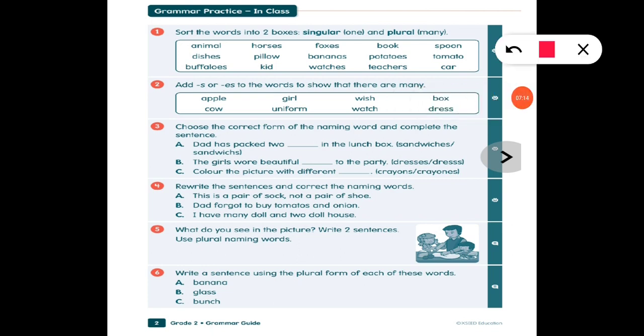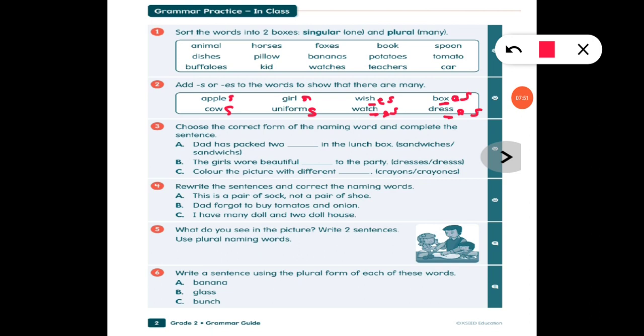Apples. Girls. Fishes, here is sh, we add es in the end. Box, here is x in the end, so we add es. Boxes. Cows, single s. Uniforms, single s. Watch, here the word ends with ch, so we add es. Watches. Dress, here the word ends with ss, so we add es. Dresses. I hope this question is clear to you, students.